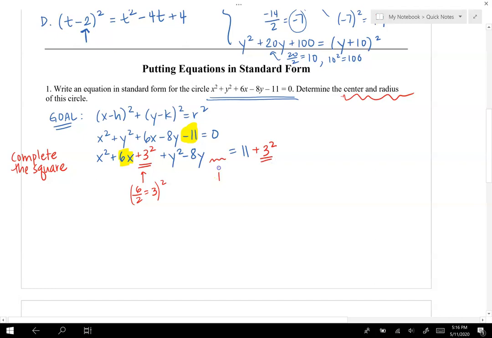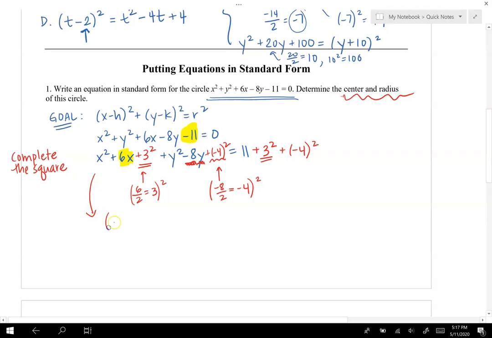Then I'm going to look here again. What's that number going to be? It's going to be half of the middle term. So half of this value here. So half of negative 8. I'm going to keep the sign. And then I'm going to square it. Now here's something tricky. When you square a negative number, you should always get a positive number. So I'm going to put parentheses there. Okay. So once I've done that, I can rewrite this.